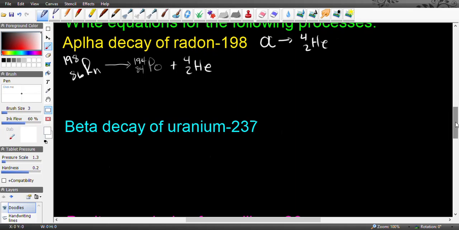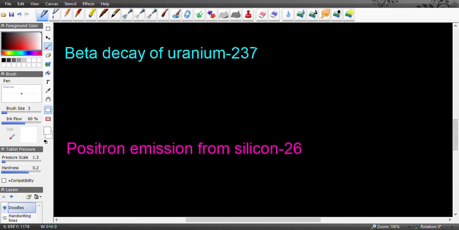All right, so beta decay. When we're talking about beta decay, this weird looking B, we're talking about the production of an electron. And it is a neutron turns into a proton and ejects an electron.